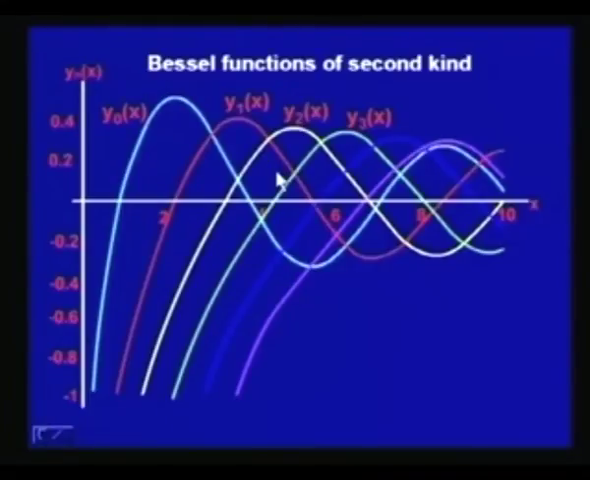This picture shows us the graphs of Bessel functions of the second kind. This is the graph of Y naught x, this is the graph of Y 1 x, then we have the graph of Y 2 x, Y 3 x, and so on.